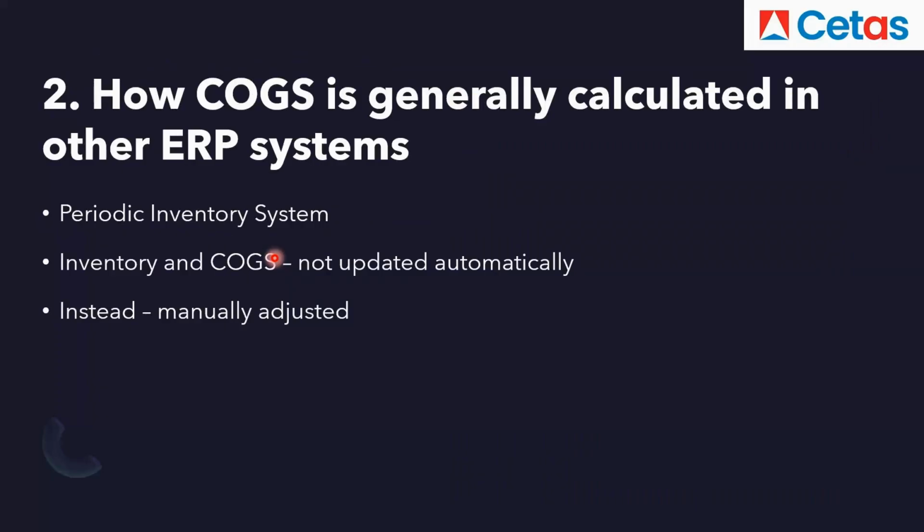Now coming to the second main question, how COGS is calculated in other ERPs. Tally and most smaller ERPs basically follow a periodic inventory system. That means it records purchases and sales normally, but inventory value and COGS are not updated automatically with every transaction. Instead, inventory is adjusted manually at the end of the accounting period, which could be a month or a year. I'll explain this further with an example.